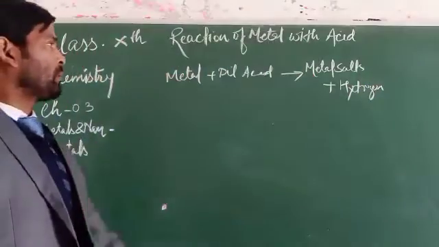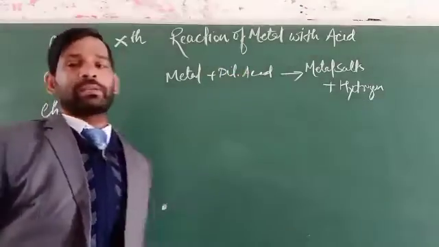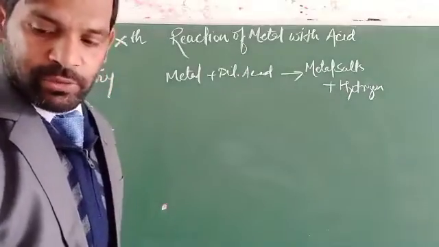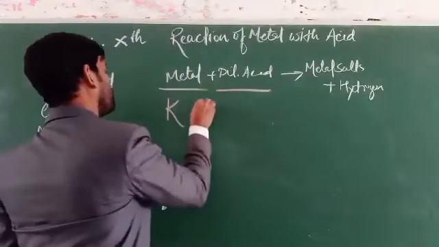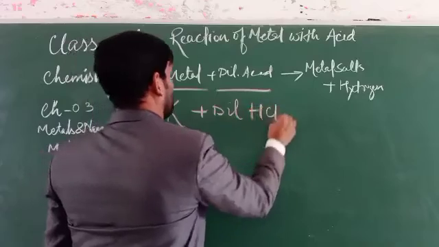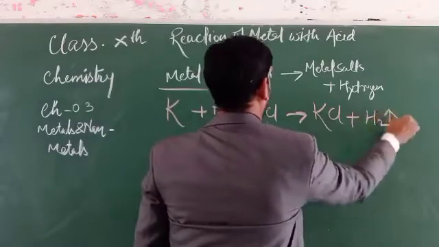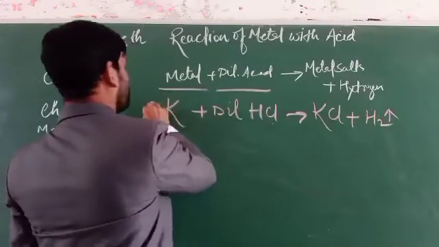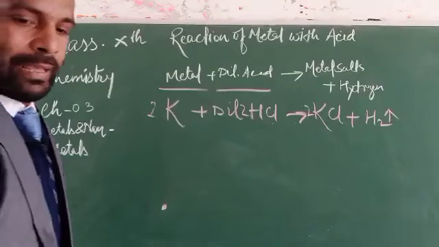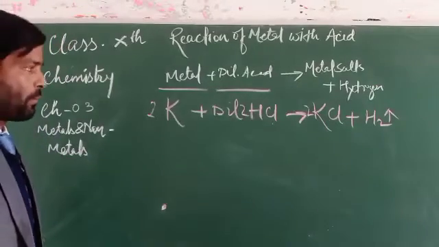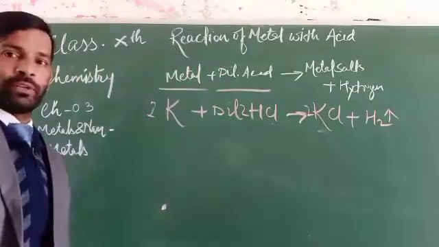So what happens when a metal reacts with dilute acid? It will form metallic salt plus hydrogen. Let us consider how it could happen. Potassium, when reacted with dilute hydrochloric acid, will form potassium chloride and hydrogen.